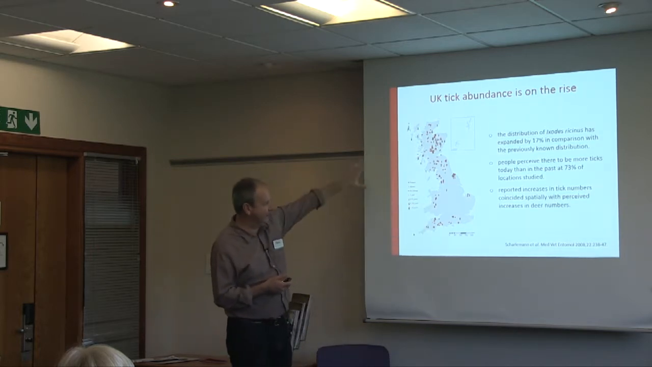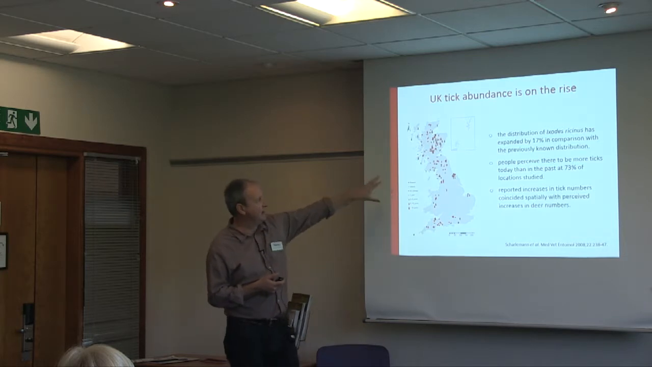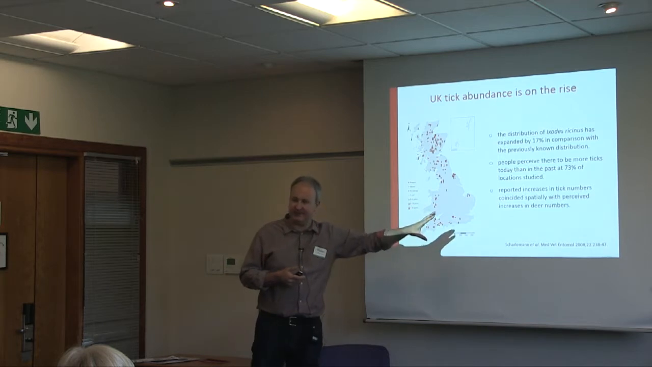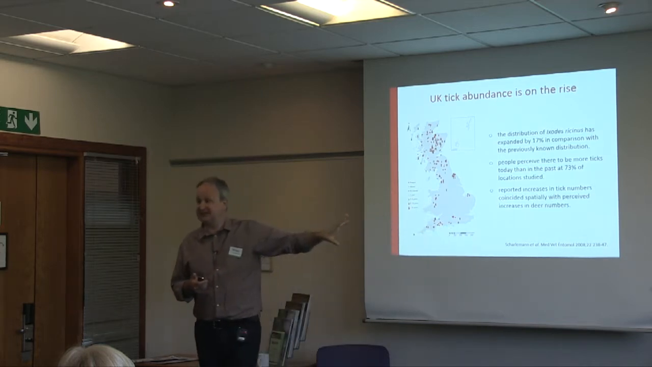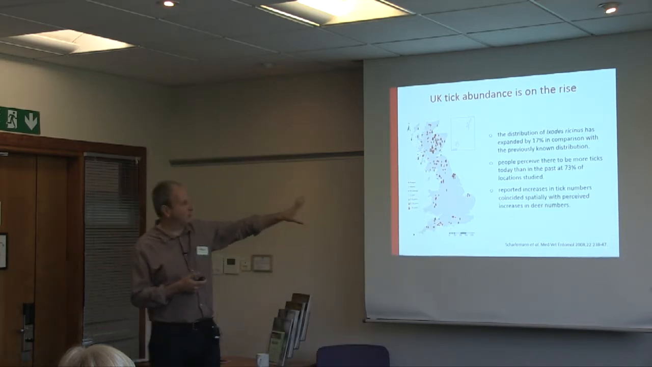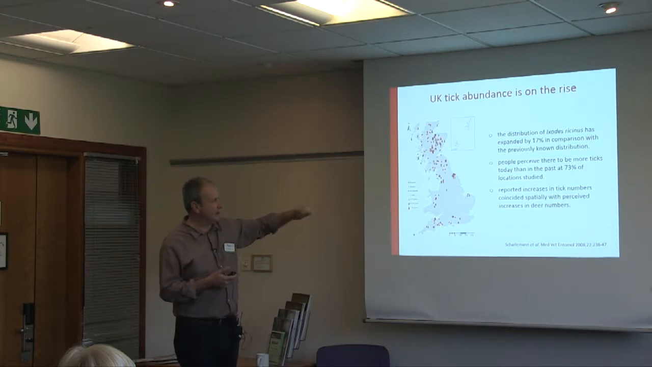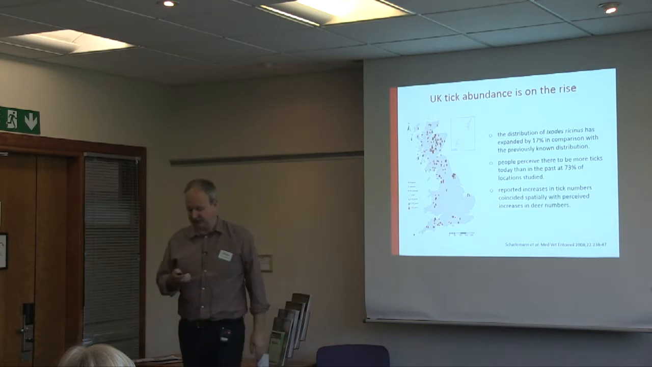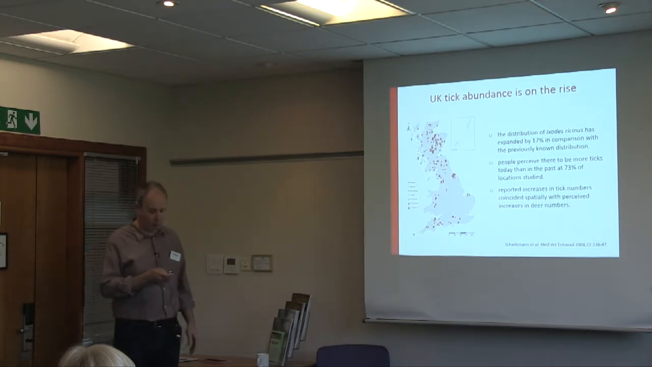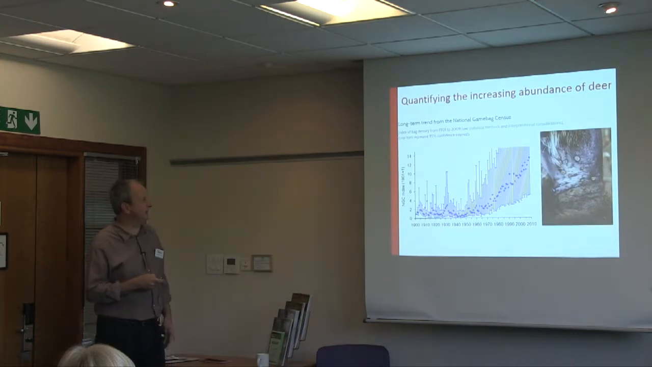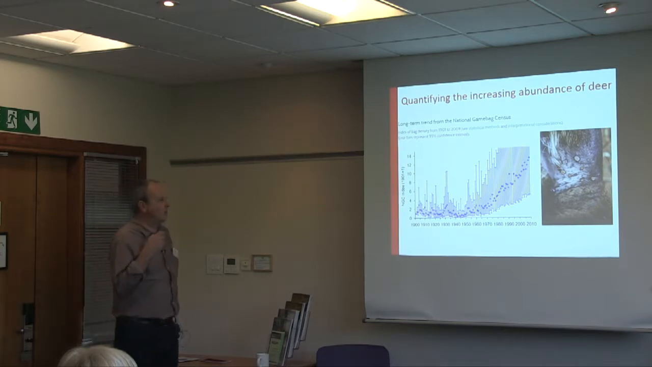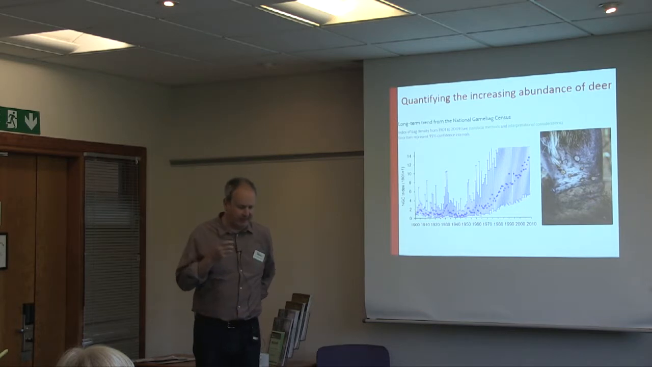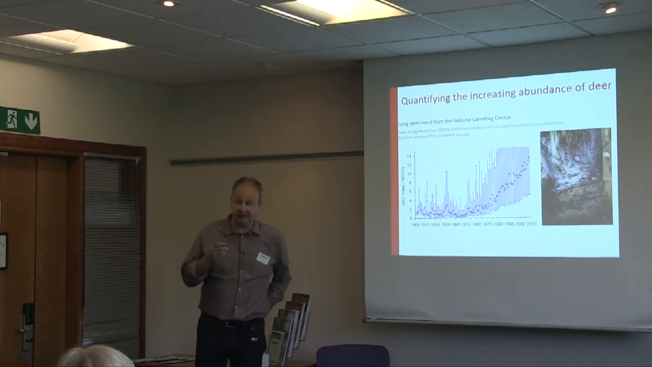So generally, the picture across the country was that the range was expanding, and where ticks had previously been seen, more ticks were being seen today. So not entirely quantitative, but nonetheless quite a clear indication that across the UK, tick numbers were increasing. So why might this be happening? Well, the obvious correlation is with deer abundance.